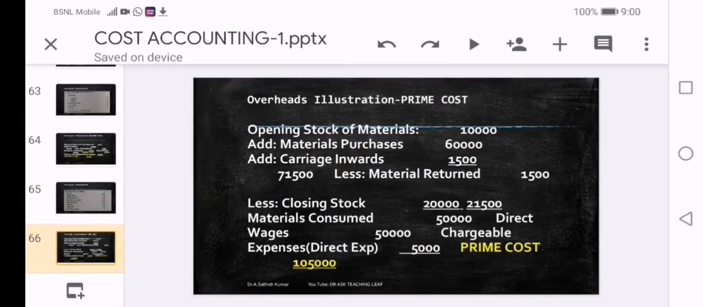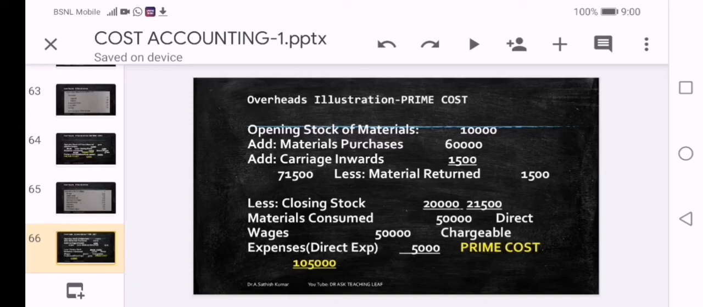Opening stock of material, which is 10,000. We have to add two things here. Materials purchased, which is 60,000. Carriage inward, which means transport on purchase, means expenditure on purchase, 1,500. When you add these three things, you will get 71,500.